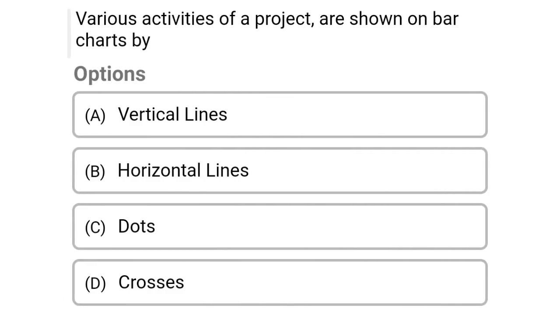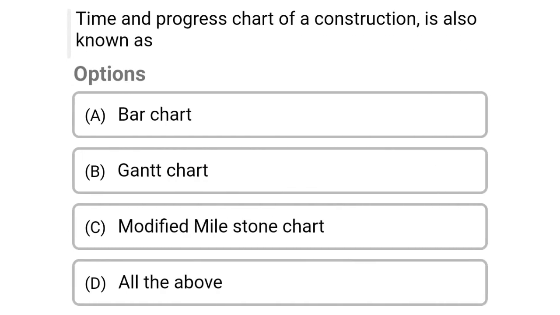So next question, various activities of the project are shown on the bar chart by option A, vertical lines, option B, horizontal lines, option C, dots, option D, crosses. So the correct answer is option B, horizontal lines. So next question, time and progress chart of construction is also known as option A, bar chart, option B, Gantt chart, option C, modified milestone chart, option D, all the above. So the correct answer is option D, all the above.